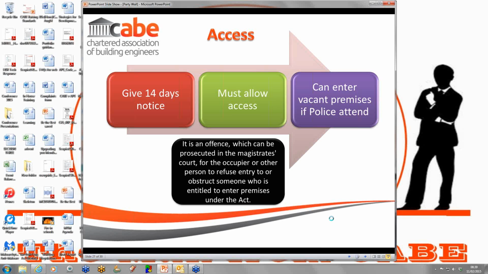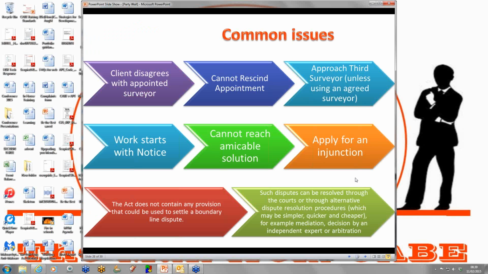Some of the common issues that arise around the Party Wall Act is that the client disagrees with the appointed surveyor. Even if it's their own surveyor, they're not necessarily happy with the conclusion he's come to. Having appointed a surveyor, the surveyor has to act ethically and look at the matter from an independent standpoint, so the client can't necessarily rescind that appointment.